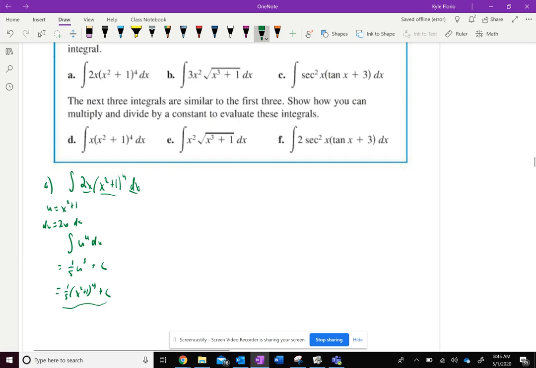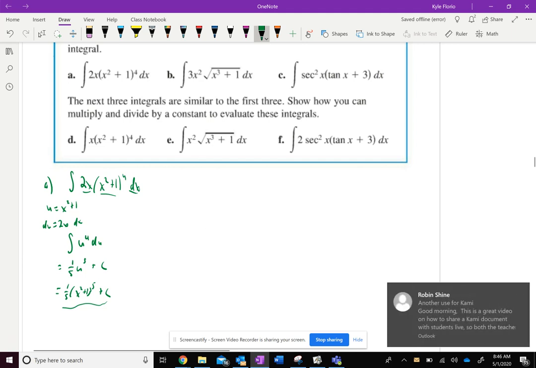So that's what I got for A. And again, if you take the derivative, you go back to where you started. Oh, wait, that's a 5. Yeah, so this is just 1/5 x to the fifth. Let's look at B.